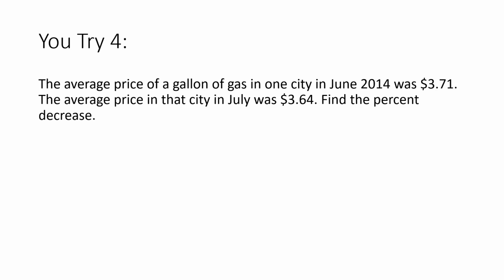Now that you've tried it on your own, let's do it together. The average price of a gallon of gas in one city in June 2014 was $3.71. The average price in that city in July was $3.64. Let's find the percent decrease. So just like before, we need to find the overall decrease first.